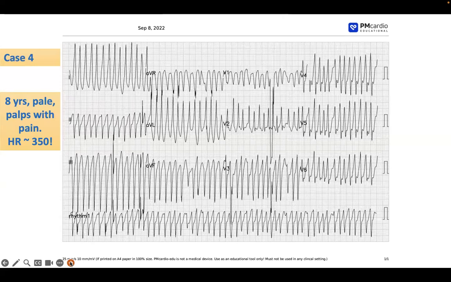Okay, case 4. 8 years old, pale, palpitations, most of our patients are 8 years old. So pale, palpitations with pain, and the heart rate is obviously very rapid, okay? This patient presented to us back in September. So how would you guys describe the ECG? Also, wide complex tachycardia with irregular intervals. Okay, excellent. So wide complex tachycardia, irregular.